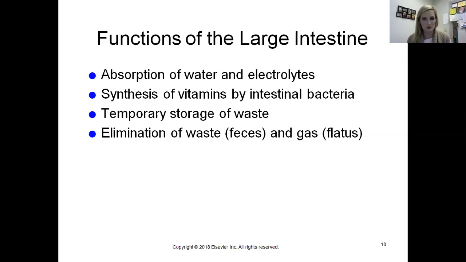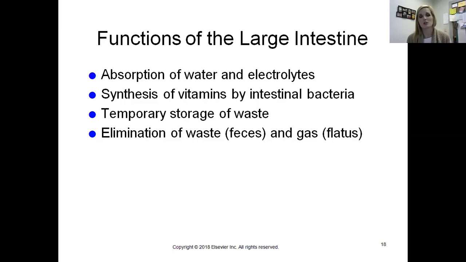Here's where we're going to start to absorb some of that water. We're going to start to concentrate this waste product now, because this is stuff that has not been absorbed, things that can't be absorbed by our body. So now we're going to concentrate that and create a stool, so feces. So we're absorbing the water from it. Any water and electrolytes that are needed by the body, we can grab out at this point.